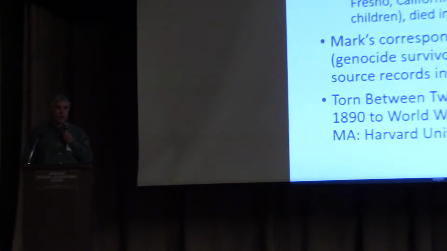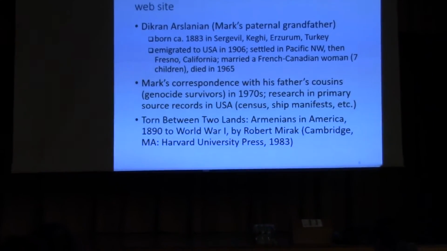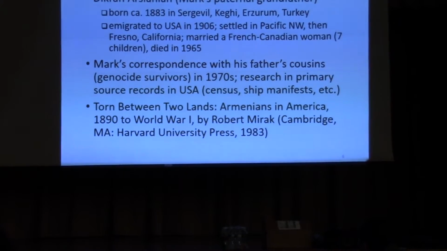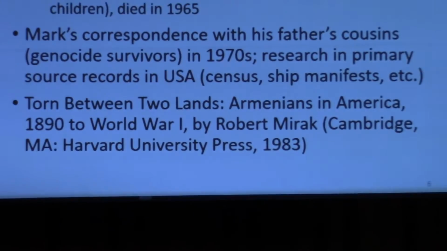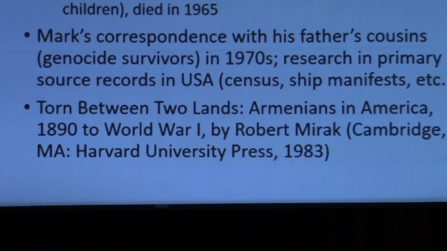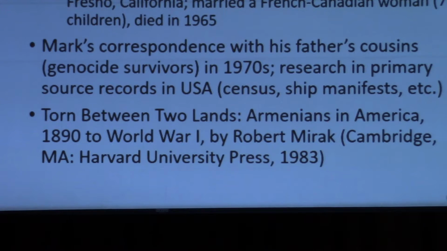So I did this for several years, and then somewhere in the mid-1980s, I came across this book by Robert Barak called Corn Between Two Lands, and it was a great book, really talking about this thing that I thought I was the only person interested in, which is Armenian immigration to the U.S. and Canada during the time before World War I. So I read that book, and I thought, hey, this is really cool stuff. These are a lot of the experiences that were faced by these early immigrants, including my grandfather and his brothers and cousins.